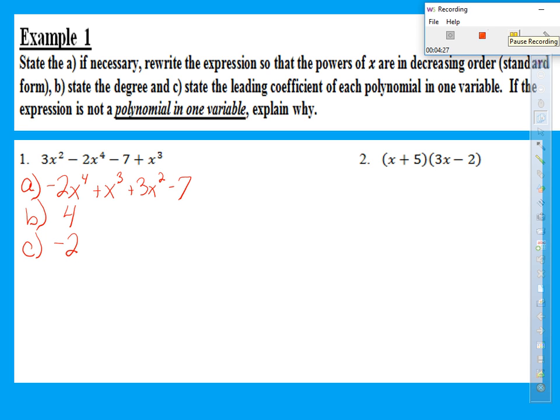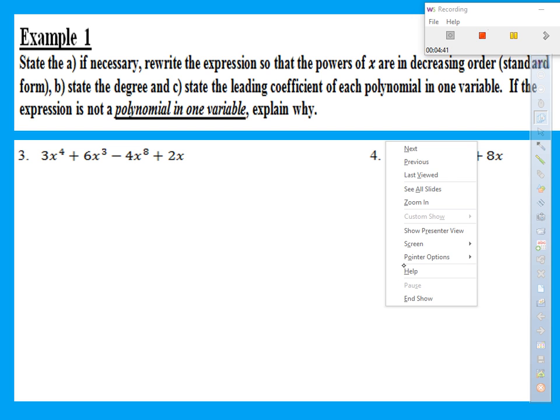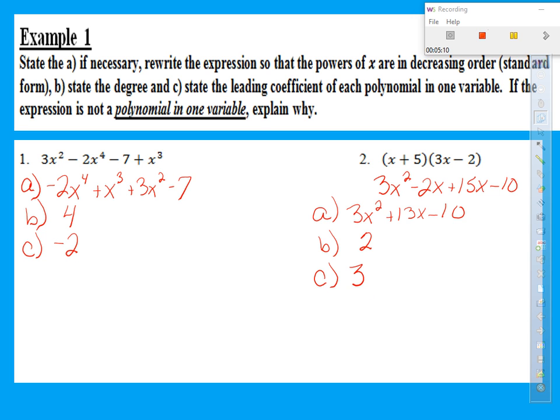Now, on number 2, sometimes you have to do a little bit of work first. So on number 2, we're going to FOIL this thing out first. I'm going to FOIL this, and I'm going to get 3x squared minus 2x plus 15x minus 10. So part A, let's put it in order. Looks like 3x squared plus 13x minus 10. So degree-wise, this is a second-degree polynomial. The leading coefficient is 3.